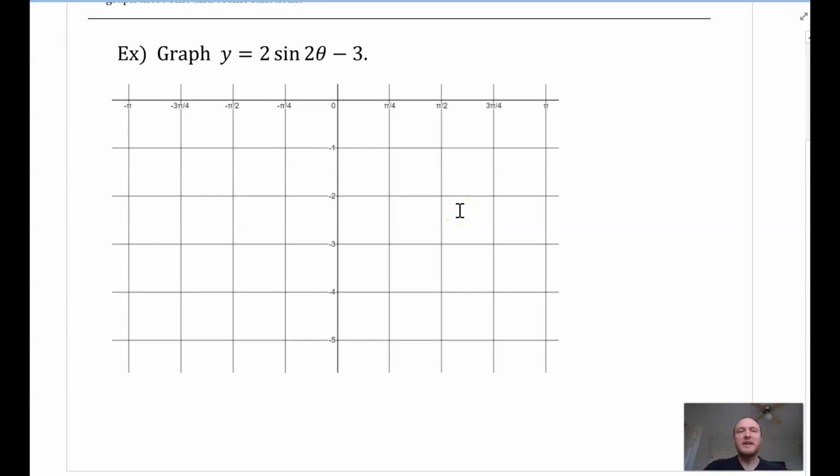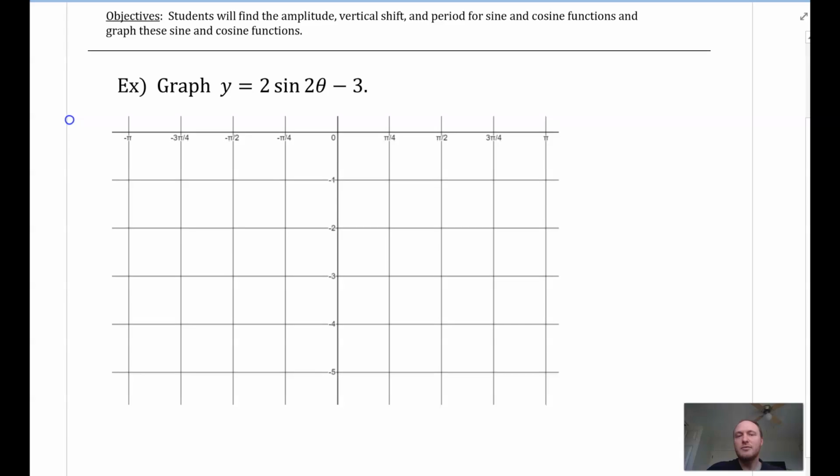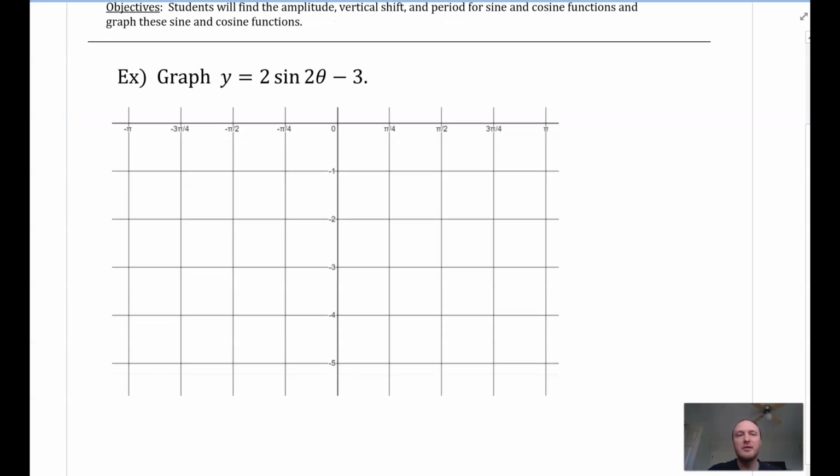So here we're going to get everything. It says graph y equals 2 sine of 2 theta minus 3. I want to go ahead and graph this. I need to know what the amplitude is. In this case, our amplitude is 2. What is the period of this graph?